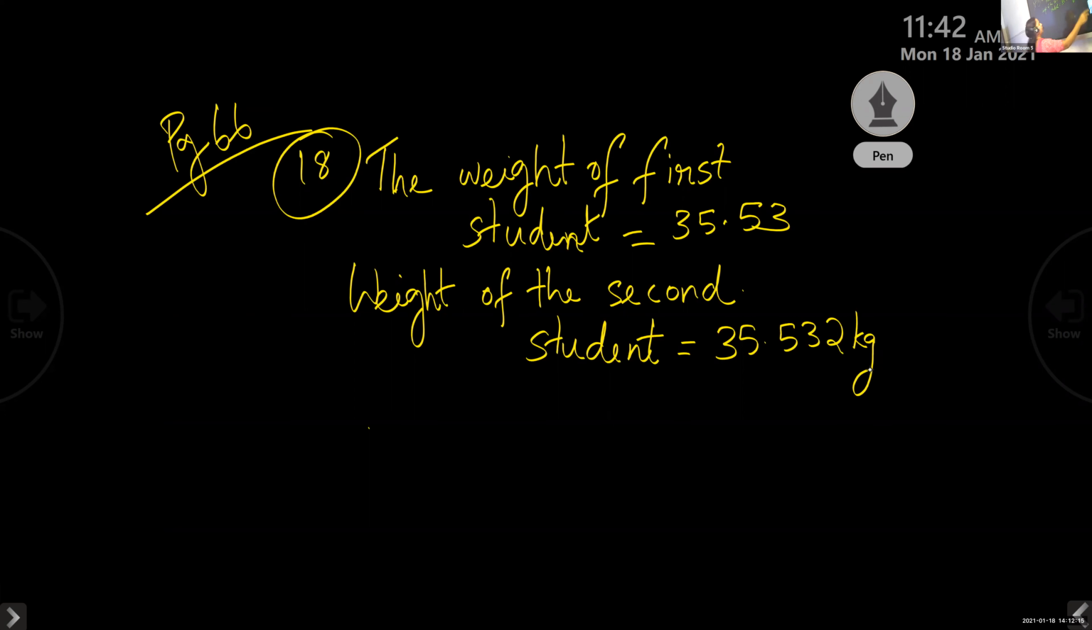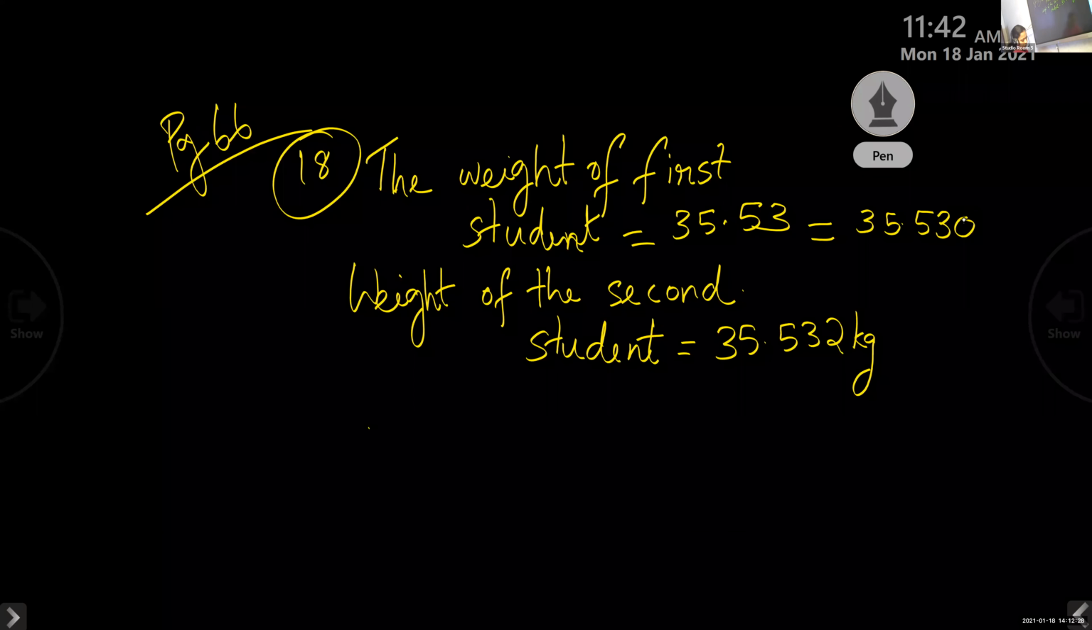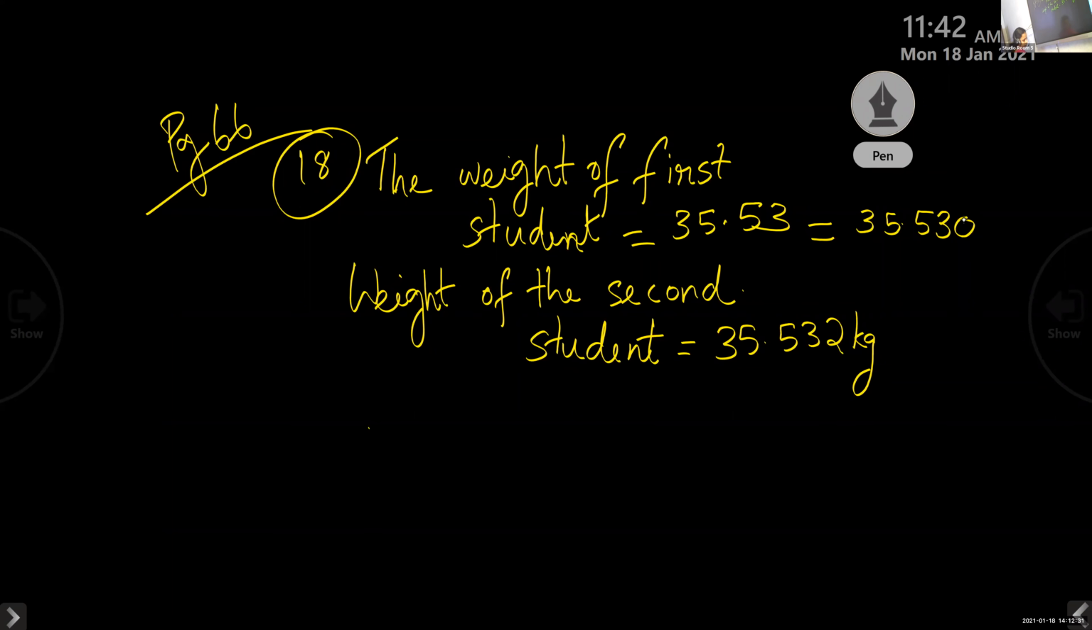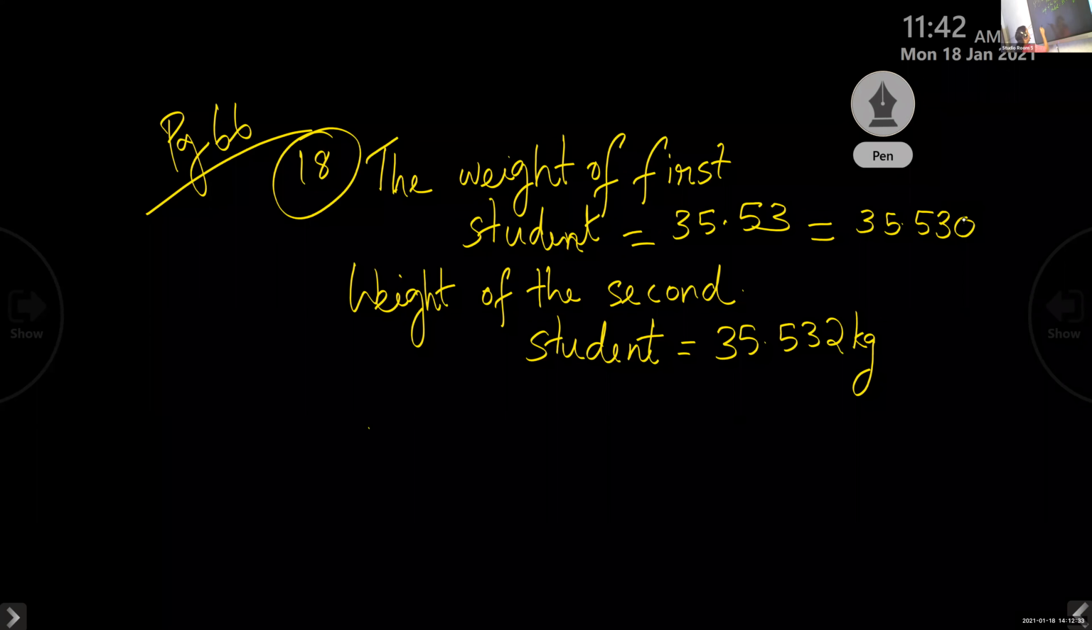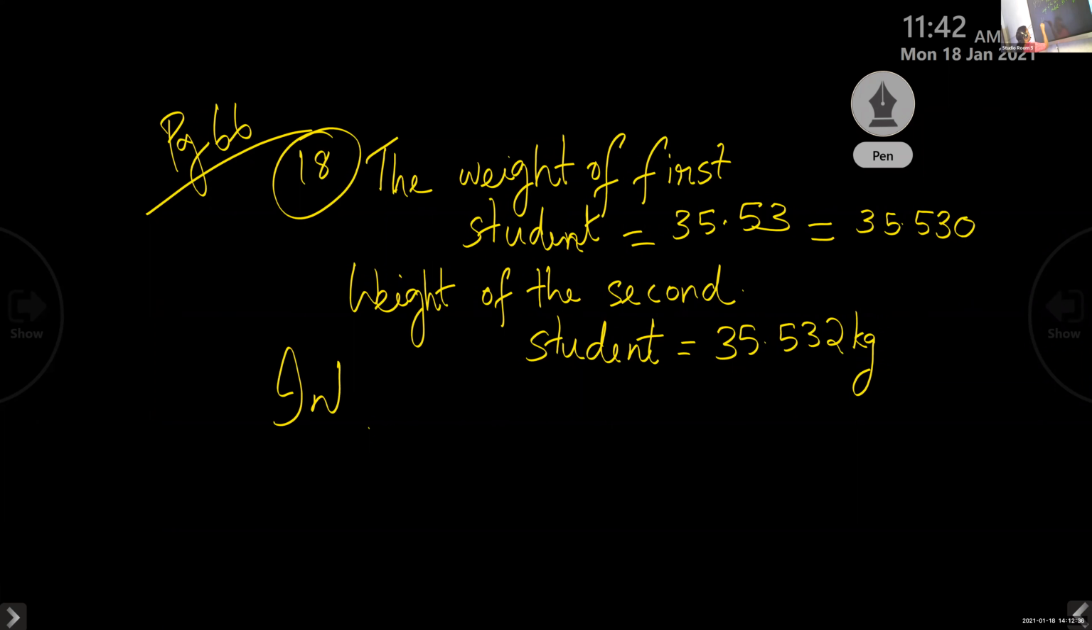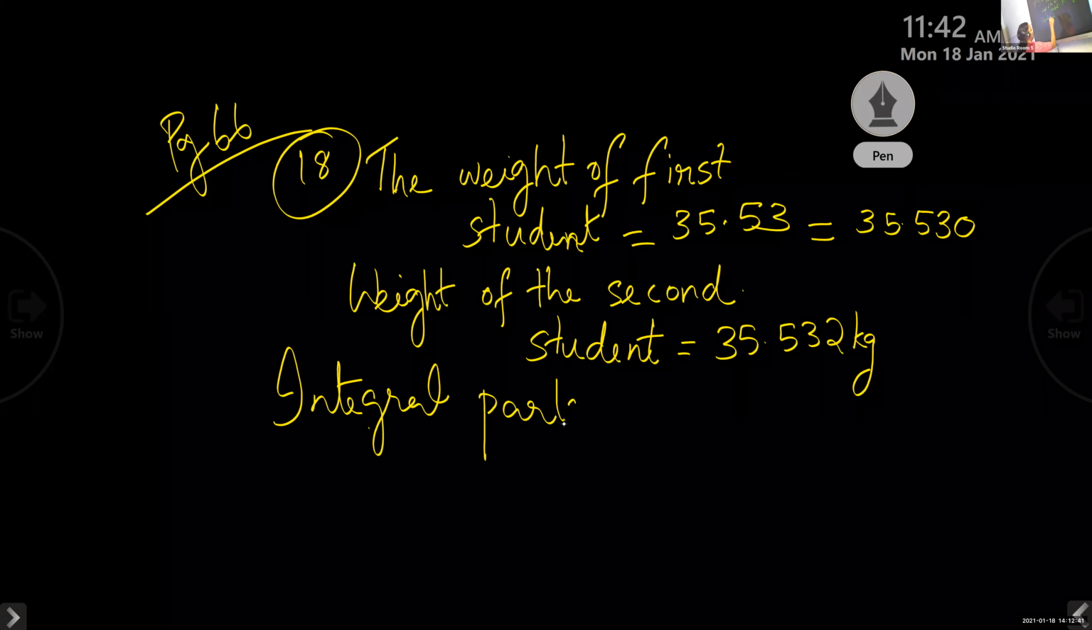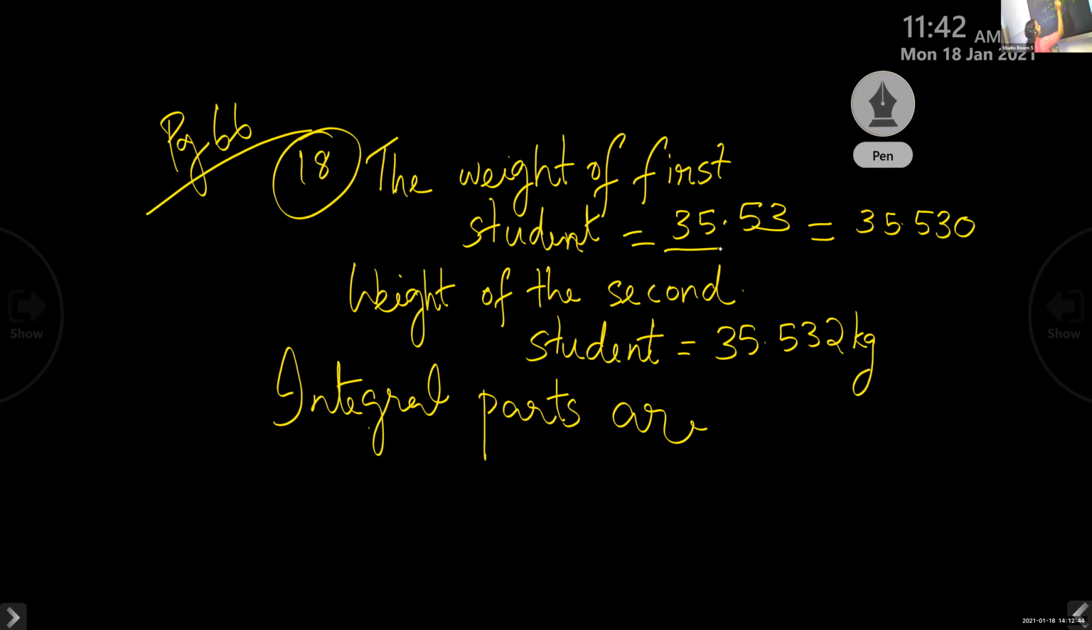So, children, here itself you can write that it is equal to 35.530, to convert that into like decimals. So, children, now we can compare integral parts. Integral parts are equal. Here it's 35, here it's 35. Integral parts are equal. So now comparing the decimal part.